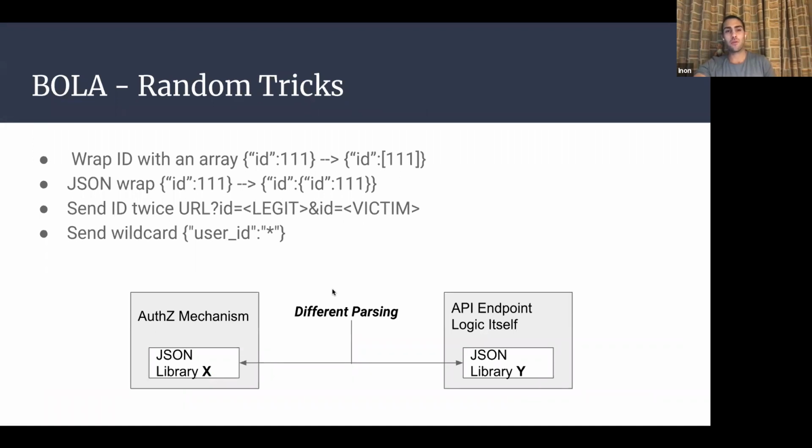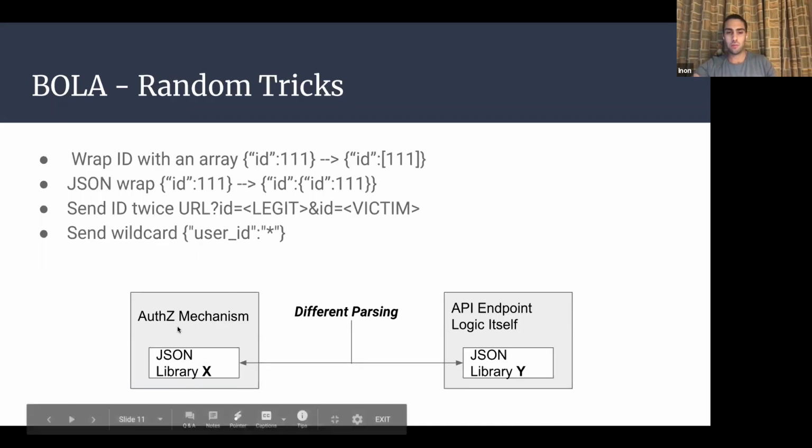Some random tricks that might help you to bypass authorization mechanisms is to wrap the ID with an array this way. Another cool trick is to send the ID twice in the URL. The first one would be the legit one, and the second one would be the ID of the victim. So this one would be an ID that you have access to, and the second one would be an ID that you don't have access to. Some of these tricks might work for you, not always, but sometimes, because different components and different microservices might use different parsing mechanisms. Especially if we talk about the microservices world, the authorization component might be written in Python or in Node.js.